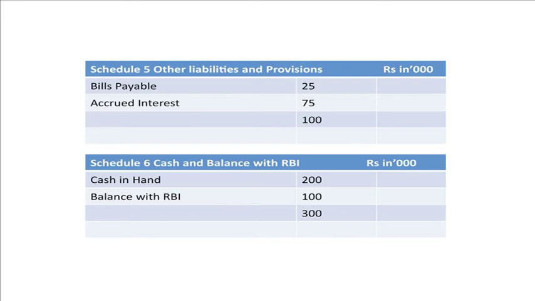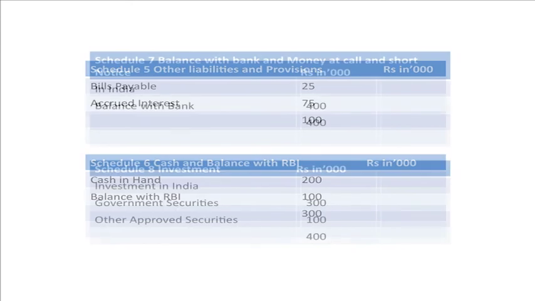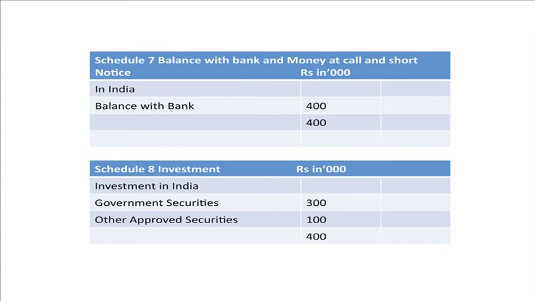Here bills payable is 25 and accrued interest is 75, aggregating as 100. Schedule 6 is cash and balance with RBI, cash in hand, that was the first item of our question. Here we have written 200 and balance with RBI is 100. So, schedule 6 total is 300. Schedule 7, balance with bank and money at call and short notice. In India, balance with bank, that is other banks, it is 400 being given in the question, is placed accordingly.